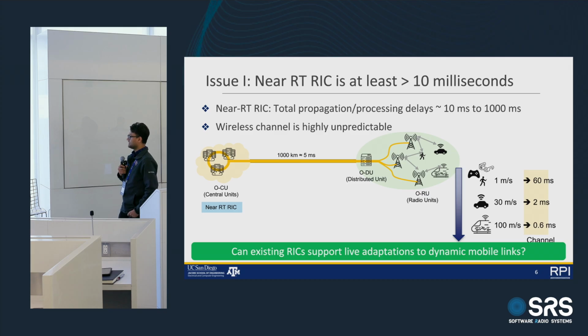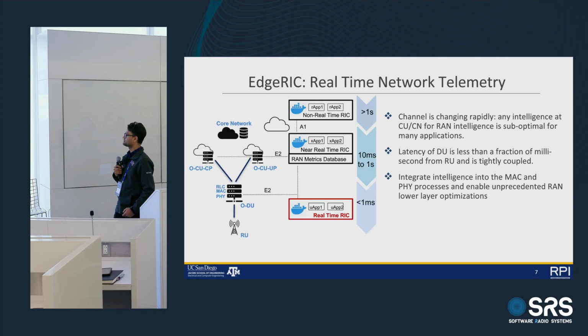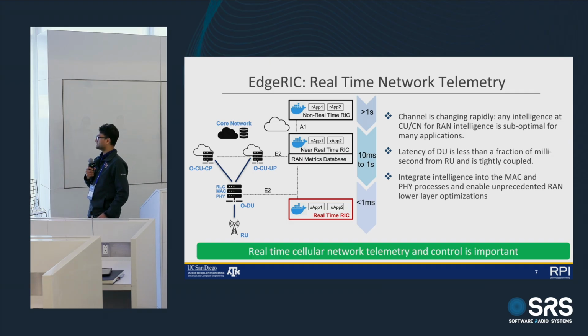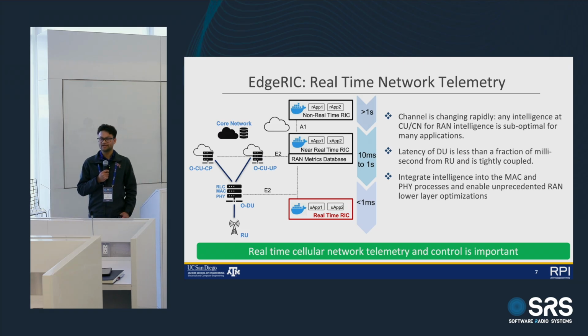Existing RICs cannot support these adaptations, and so we built Edge RIC. Edge RIC is a real-time RAN intelligent controller. It is built at the DU and CU level. It provides millisecond control and latency. It can adapt to changing wireless channels, and it finally enables building intelligent applications using wireless channels with real-time control.